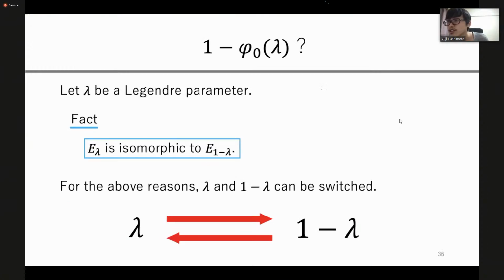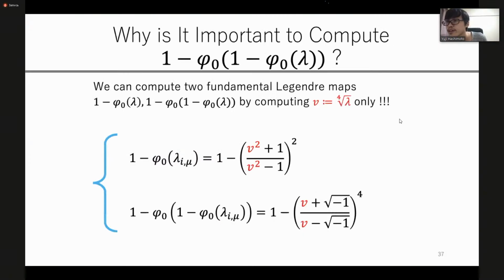Let lambda be a Legendre parameter. E lambda is isomorphic to E 1 minus lambda. For the above reason, lambda and 1 minus lambda can be switched. We can compute two fundamental Legendre maps, 1 minus phi 0 lambda, 1 minus phi 0, 1 minus phi 0 lambda by computing phi 0 only.